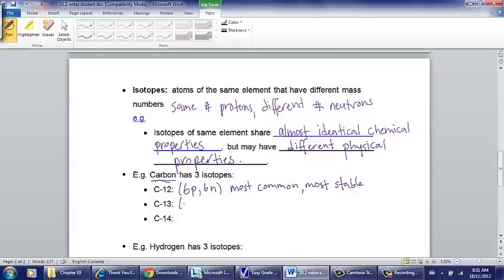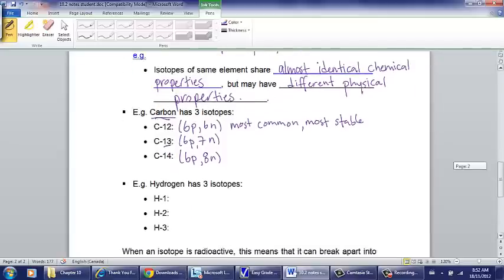Carbon-13 has to have 6 protons because it's carbon, but its mass is 13. So that means it's gained an extra neutron, so it has 7 neutrons. Last one, carbon-14 again has to have 6 protons, mass of 14, 14 minus 6, 8 neutrons.